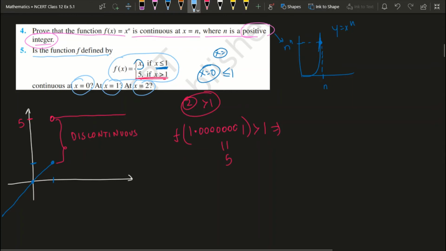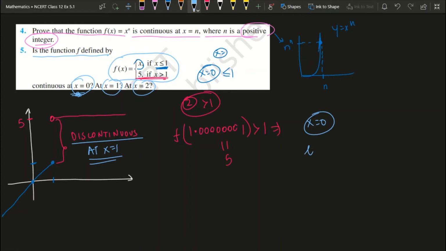To prove that analytically, let's start with x equals 0. By the way, this discontinuity is at x equals 1, not everywhere. So at x equals 0, the limit as x goes to 0 of f of x is just equal to 0, right? And f of 0 is also equal to 0. But at x equals 1, the limit as x goes to 1 of f of x does not exist.